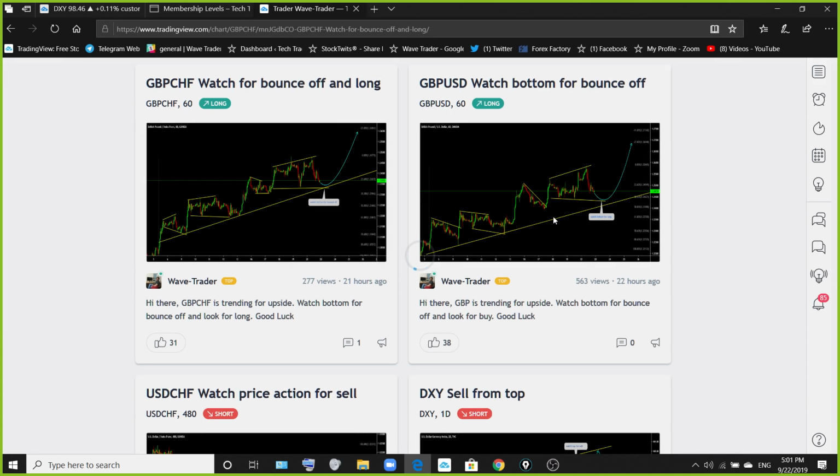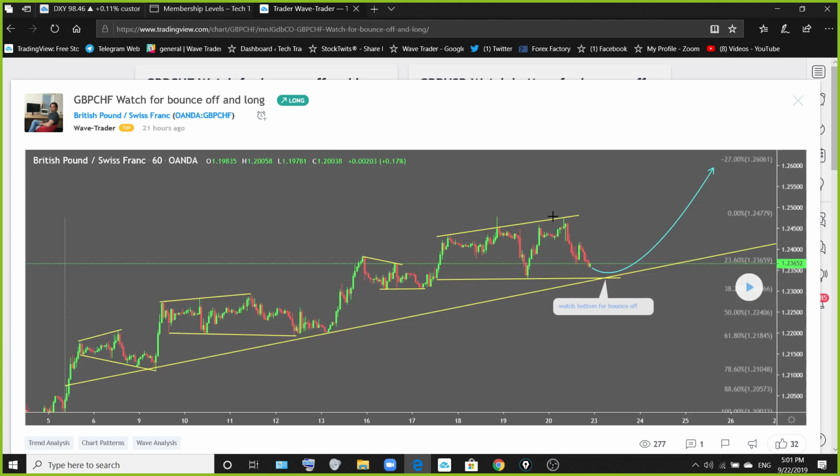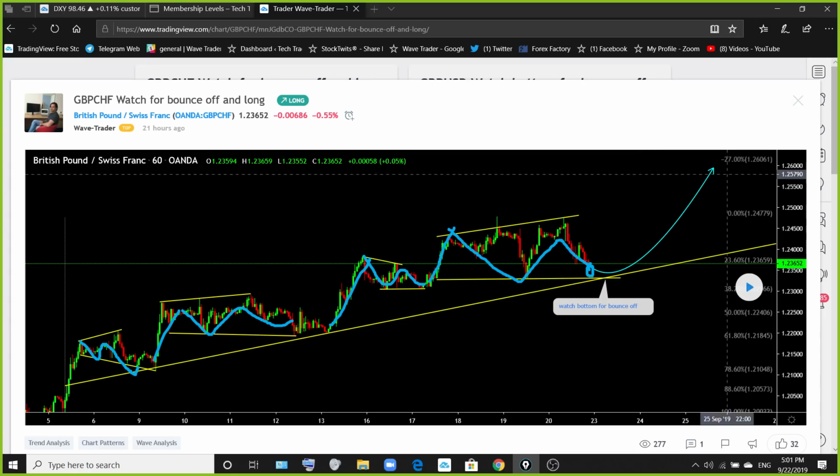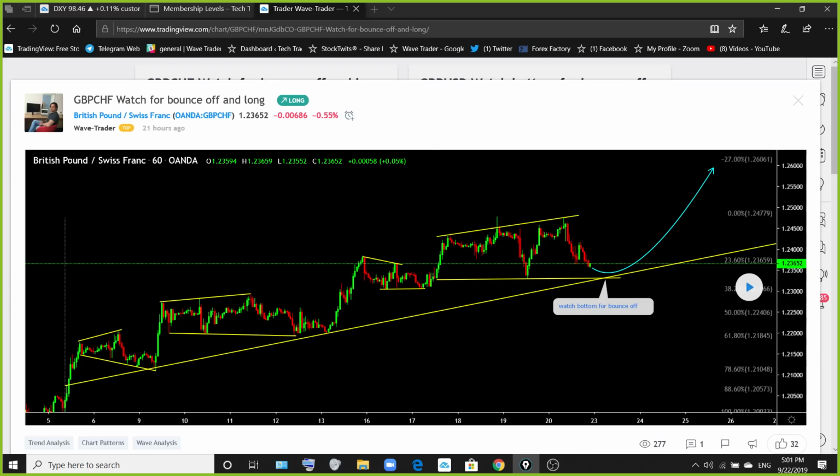All right, pound swissy, similar analysis. So you got the correction, boom, you got the correction, next leg, you got the correction, next leg, and you are having another correction. So you're looking for it to hold and continue to go higher. So we were looking for buys on pound pairs last week.